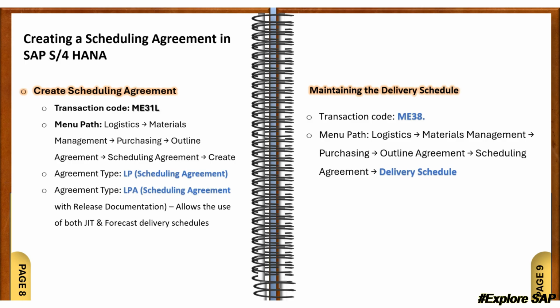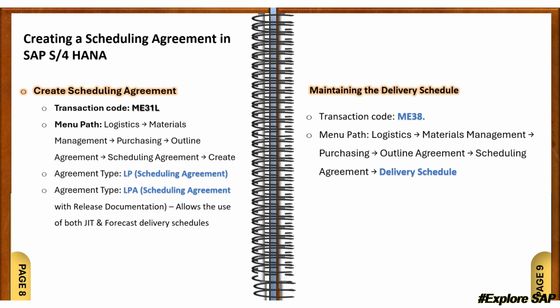But if you're more comfortable navigating through the menu, you can also go through it. Once you're there, you'll see the agreement type field. Now, this is important. We typically use LP, Standard Scheduling Agreement, because it allows both JIT, just-in-time, and forecast delivery schedules, which means we can set up both short-term and long-term supply planning with our vendor.